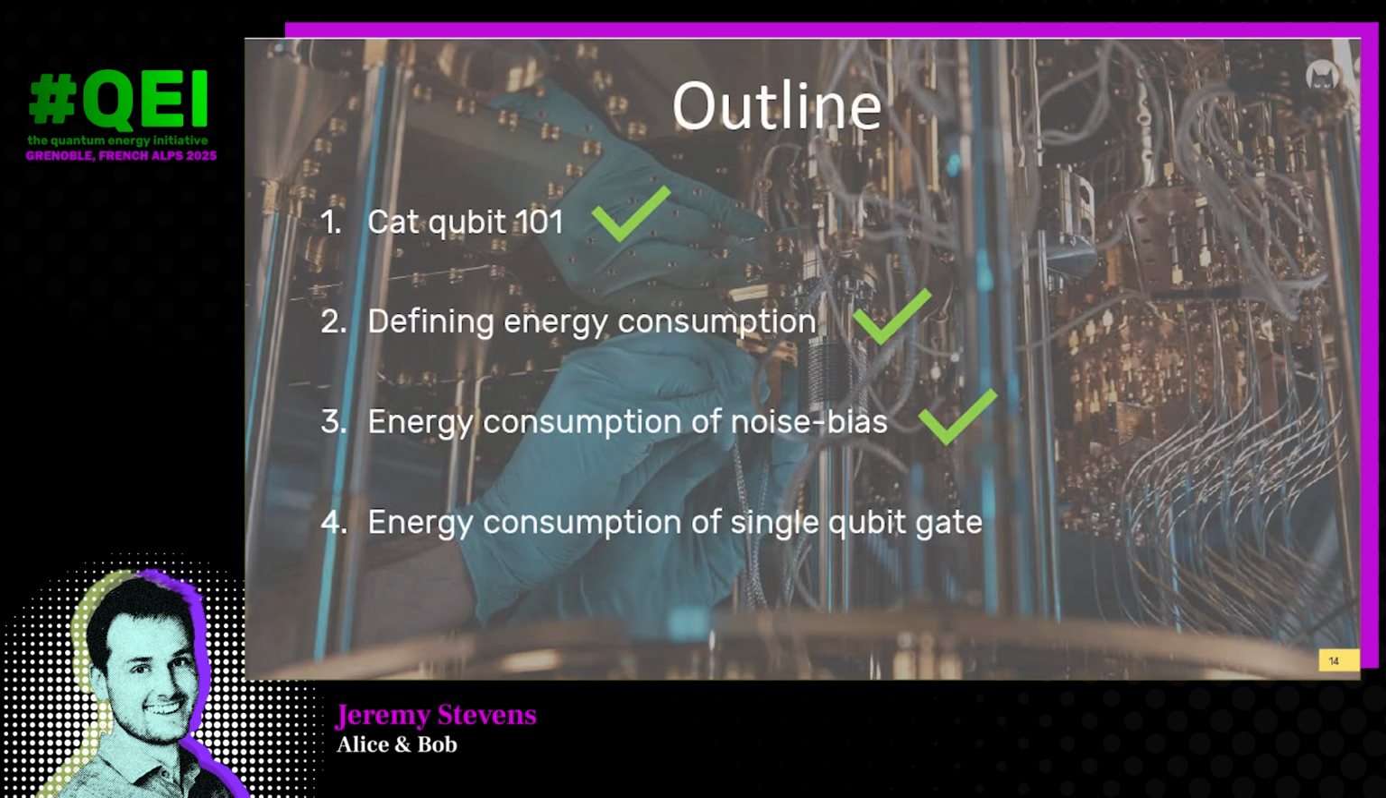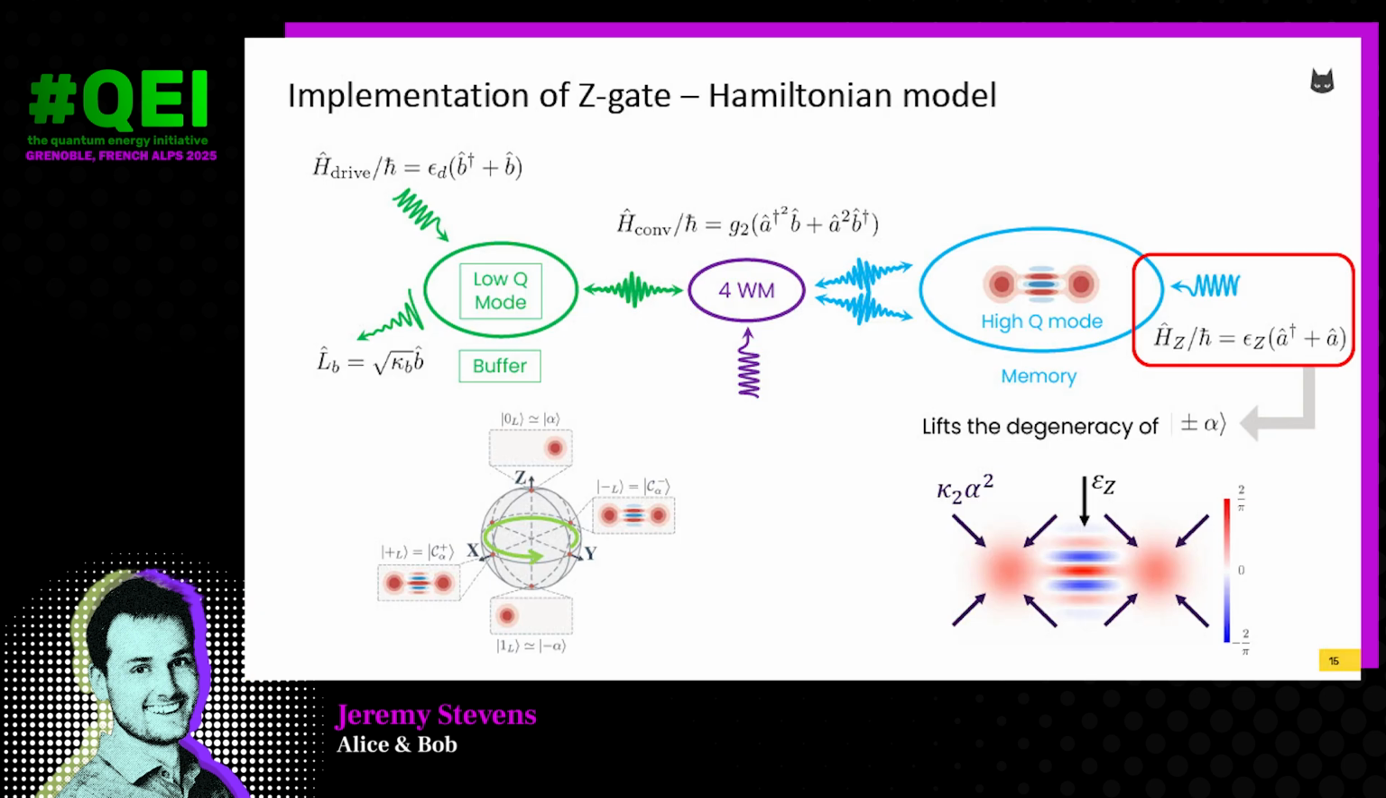All right, so right now we actually haven't done anything. We've just created a qubit which has a very large noise bias. So let's try and operate a single qubit gate. I've chosen the Z gate here, which is just a rotation around the Z axis of the Bloch sphere. It's the equivalent of the X gate in transmon qubits, but for cat qubits. The way it works is we add an additional drive at the memory frequency to our system, and it's going to lift the degeneracy between the plus and minus alpha states.